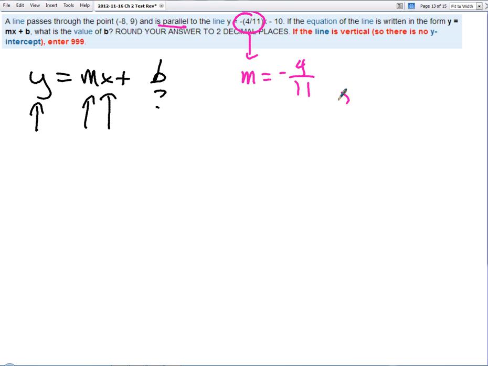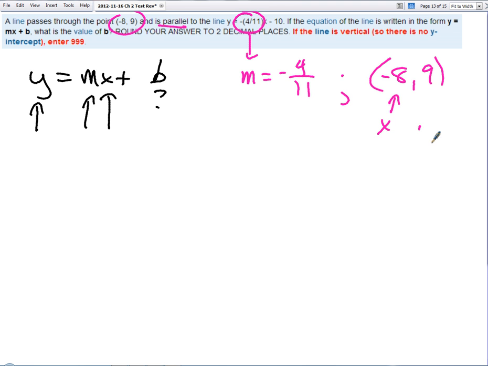Good. And then what's my point? What's a point on my line? No. I need to be able to plug in values of x and y. So that would have to be a solution. That's got to be an ordered pair. Remember what that means. If a point sits on the line, then its x and y values work in the equation, right? So I want an ordered pair of a point that's actually a part of that line. 8, negative 9, right there. That's a point that my line goes through.